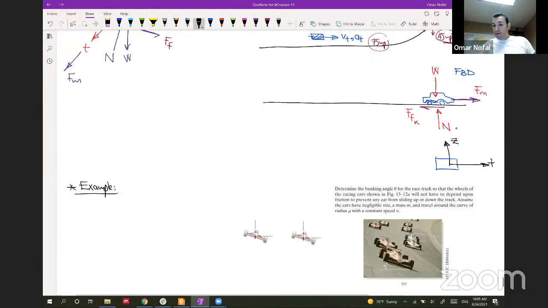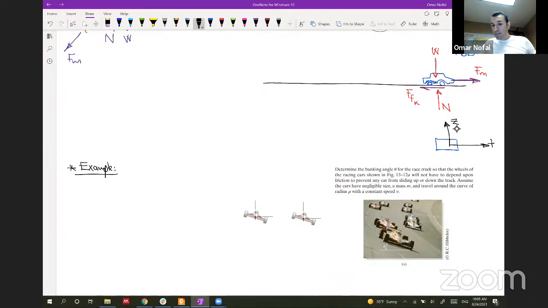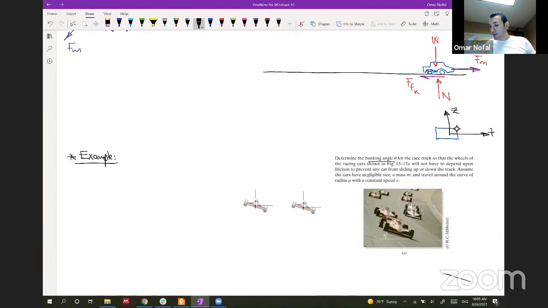So in this example, it's asking to determine the banking angle, like here is the bank, and sometimes we call it the super elevation angle, theta, for the racetrack, so that the wheels of the racing cars will not have to depend upon friction. So the friction will be zero, so we will not consider the friction in this way or this way.